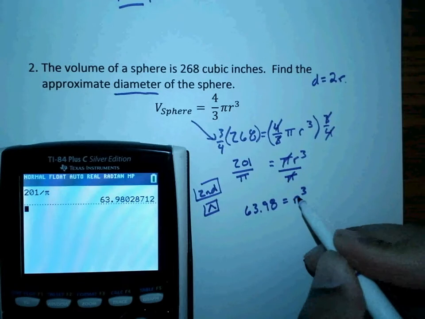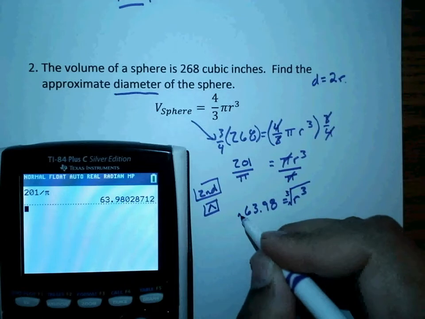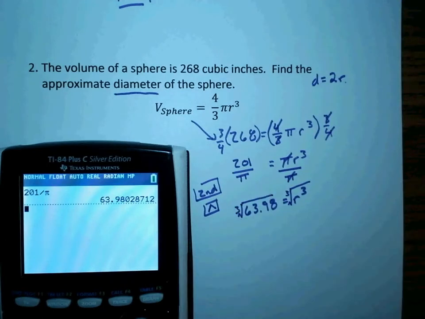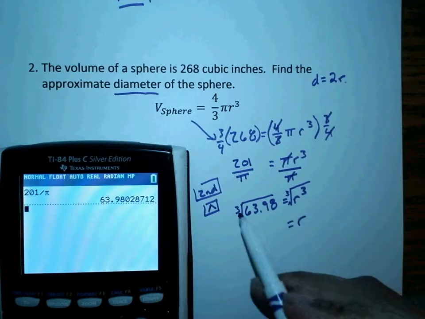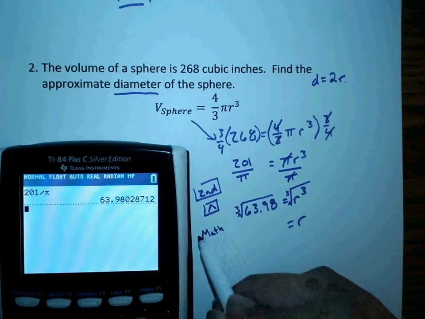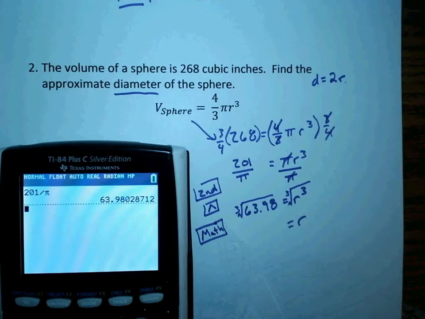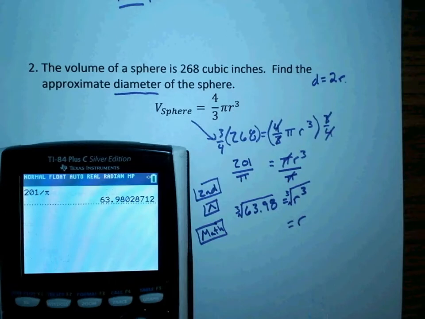And so now I need to take the cube root of both sides. So to get the cube root, well, this is going to give me r on this side first. But to get this cube root part, I need to hit the math button first. I'm going to hit the math button. And I'm going to go down to number 4. You see how it's the cube root. So I'm going to put the cube root. And I'm going to put my 63.98.